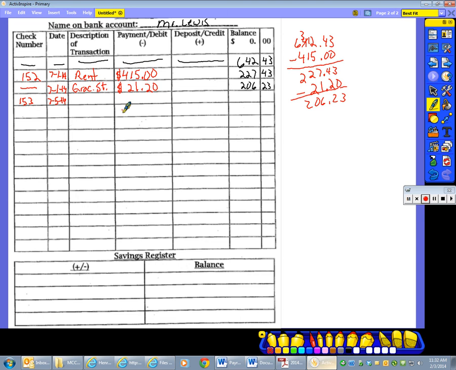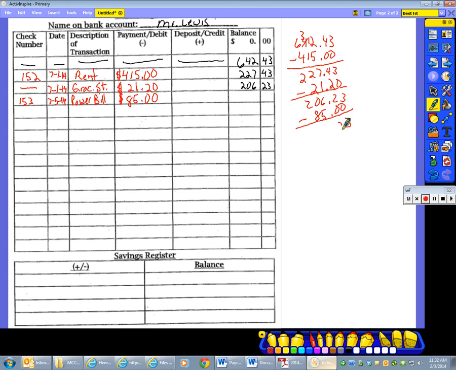7/5/2014, and this was a check to the electric company, so I'm going to say power bill. You could try to fit electric company in there, and it was $85. Was it 85 even? Yep, 85 even. Now I spent more money, so I have to take away $85. And just so you know, $85 for a power bill is pretty low.